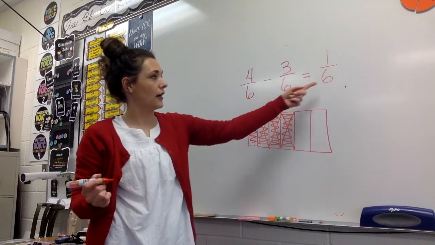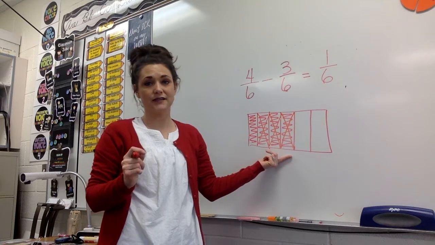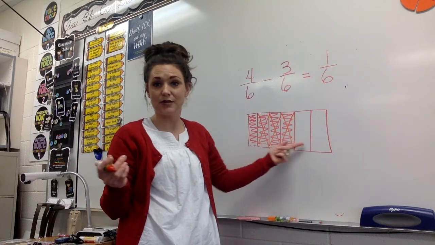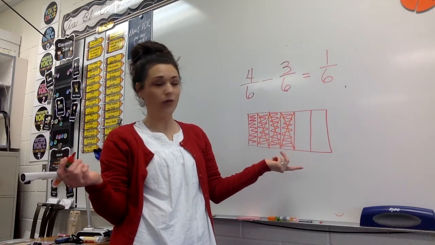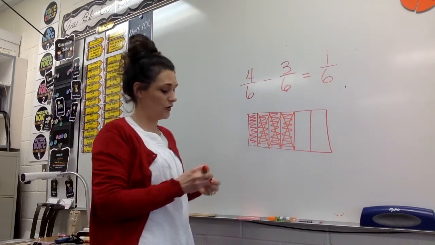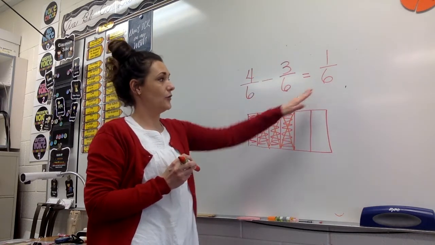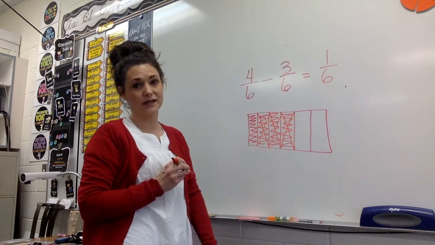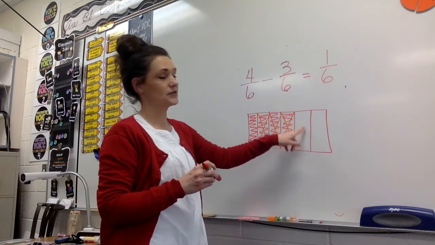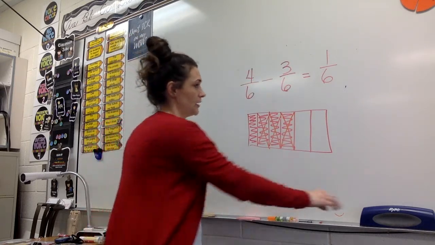Now if you notice in our algorithm here, our denominators are staying the same because that's the denominator's job, right? The denominator's job is to tell us how many it takes to make a whole, and did we even start with a whole? No, we didn't. We only had 4 out of our 6 there. So then we took off 3 of the 6, and we ended up with 1 of those sixths left. We could have labeled each one of these 1/6, 1/6, 1/6, 1/6, 1/6, and 1/6.